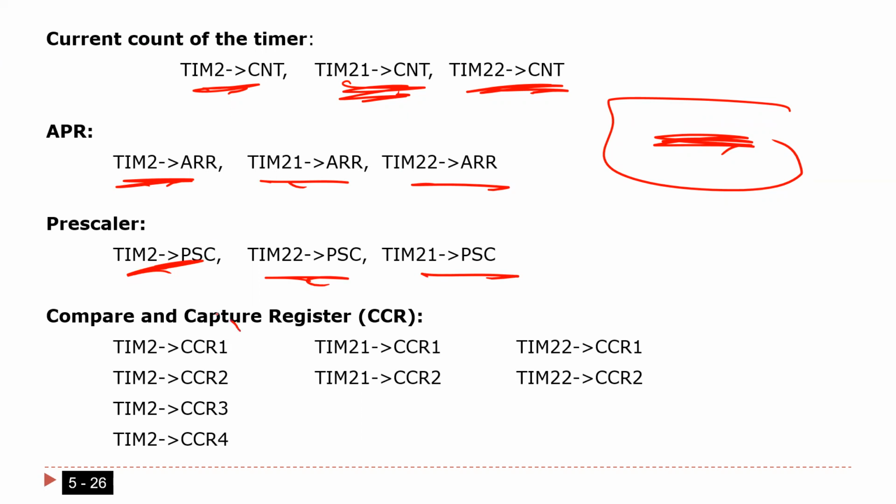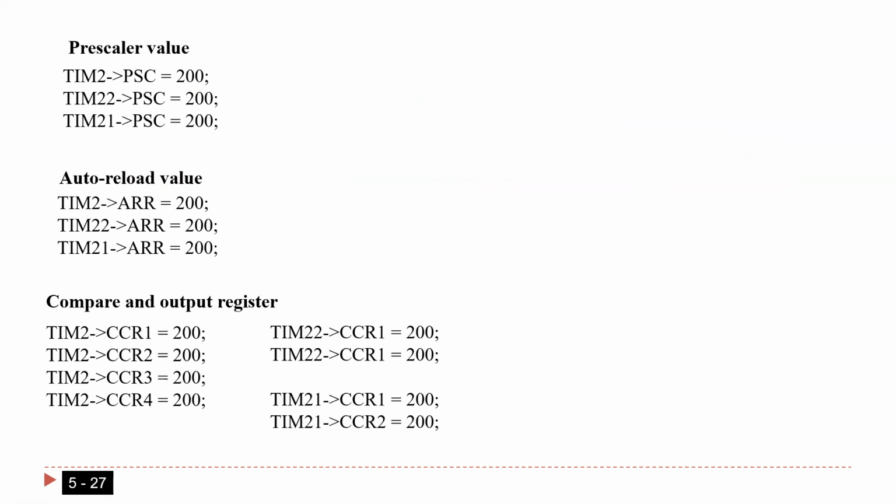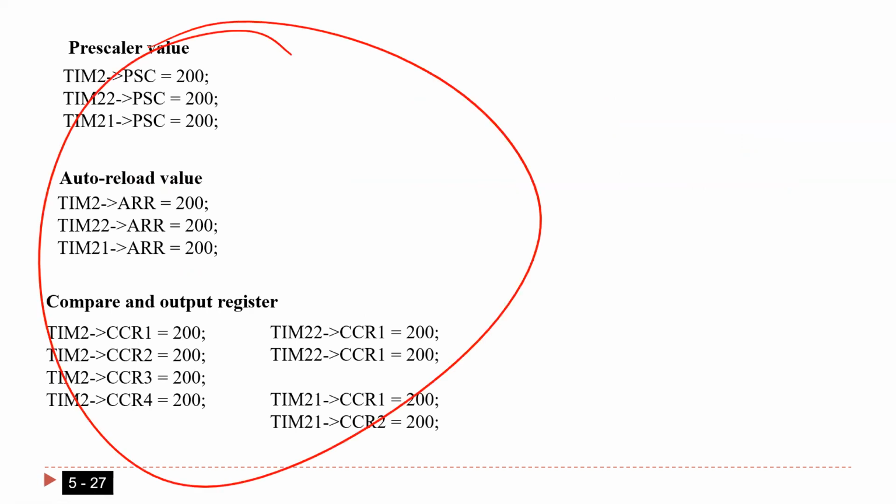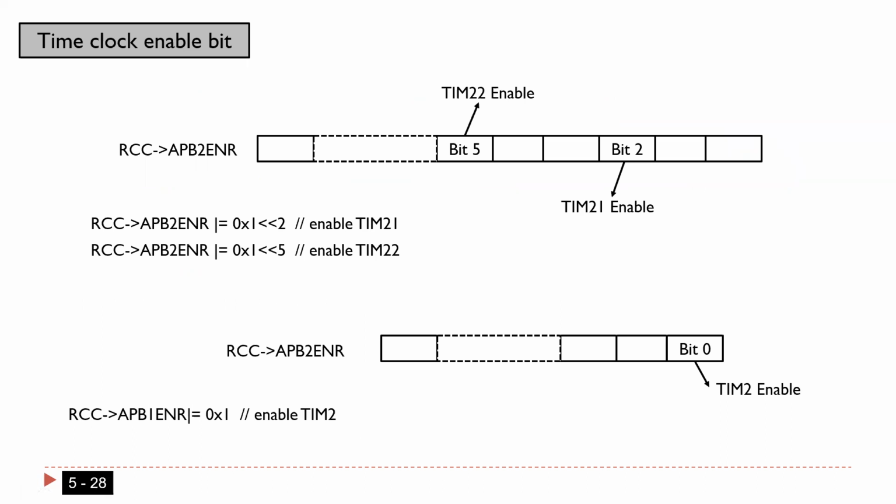As you see here, timer 2 has 4 different CCRs, timer 21 has 2, and timer 22 has 2. Great. So all of this is just registers, and the way you use them is just to write. You can write whatever you want. For example, in the prescaler I'm going to write 200, and in ARR I'm going to write 200, 300, whatever. I just want to show you in this slide how you can read or write them. It's just a register; you can write to it or read from it. Very simple. Any questions?